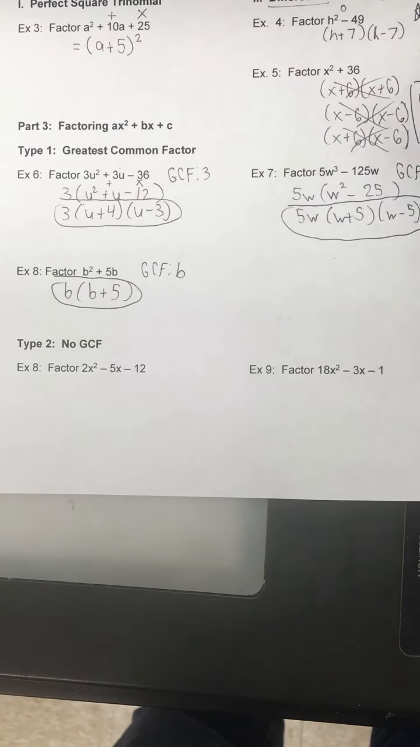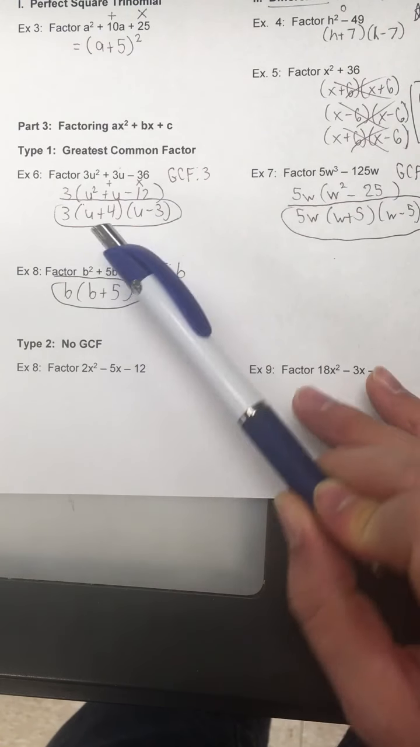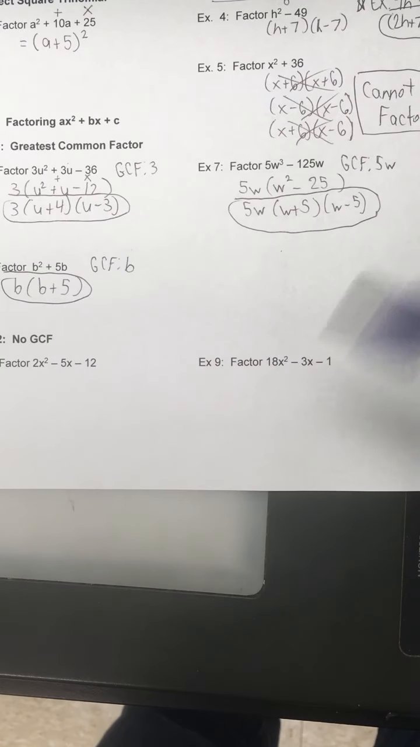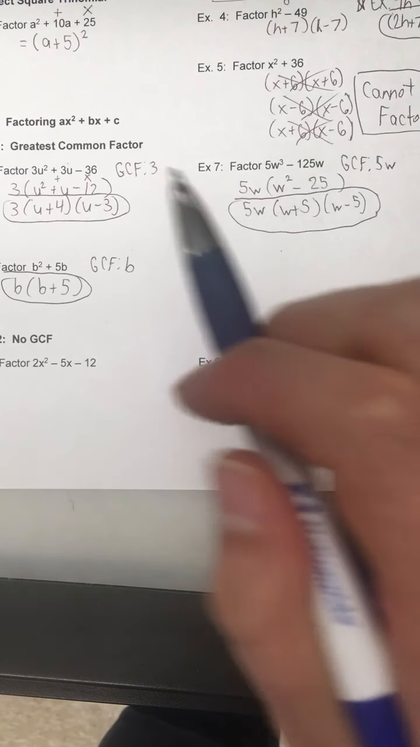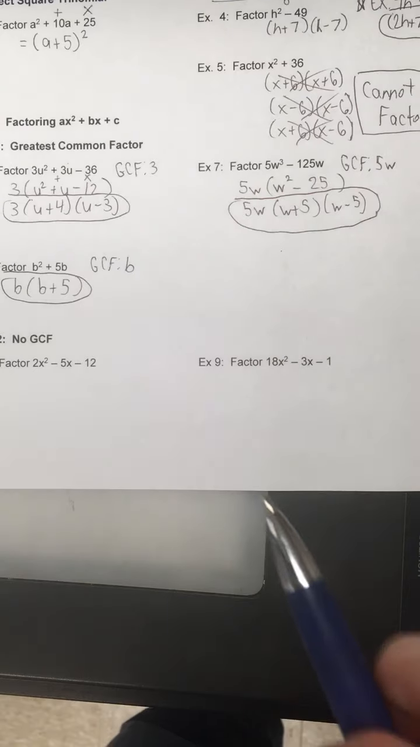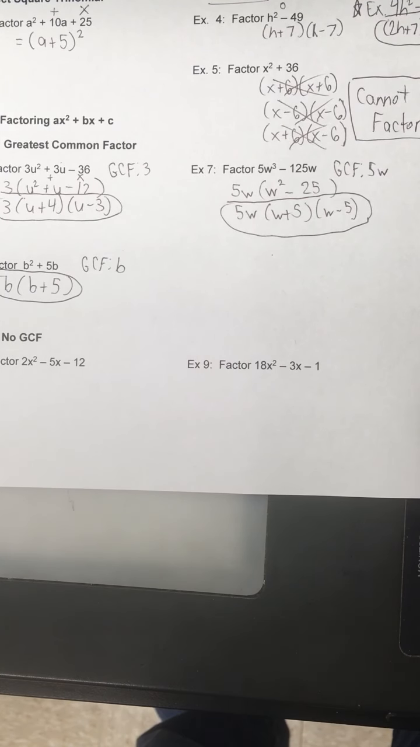So you always, in every problem, always look for greatest common factor first. Could be a number, could be a variable, could be a number and a variable. All right, do that first, and then factor what's left. Look for what multiplies to give you the last term, adds to give you the middle term. And if it doesn't have a middle term, like this one, remember it's an automatic 0.